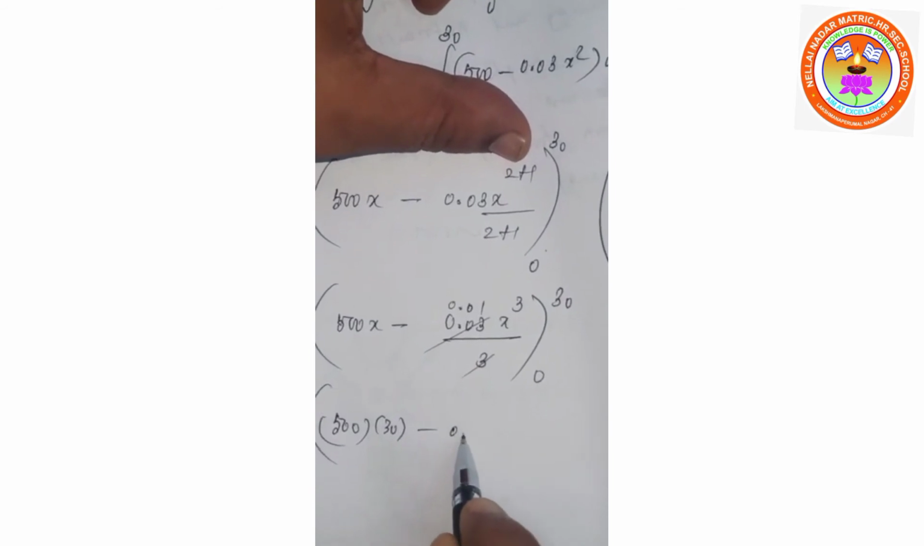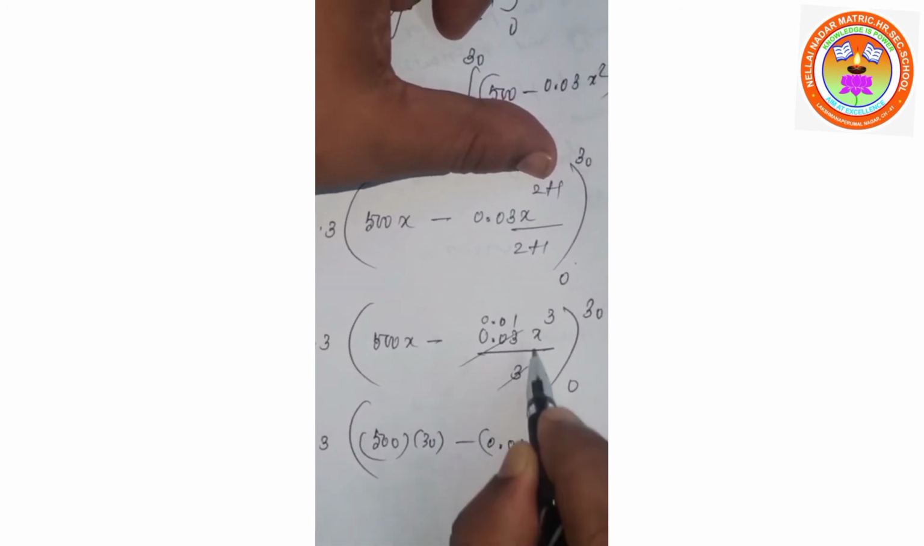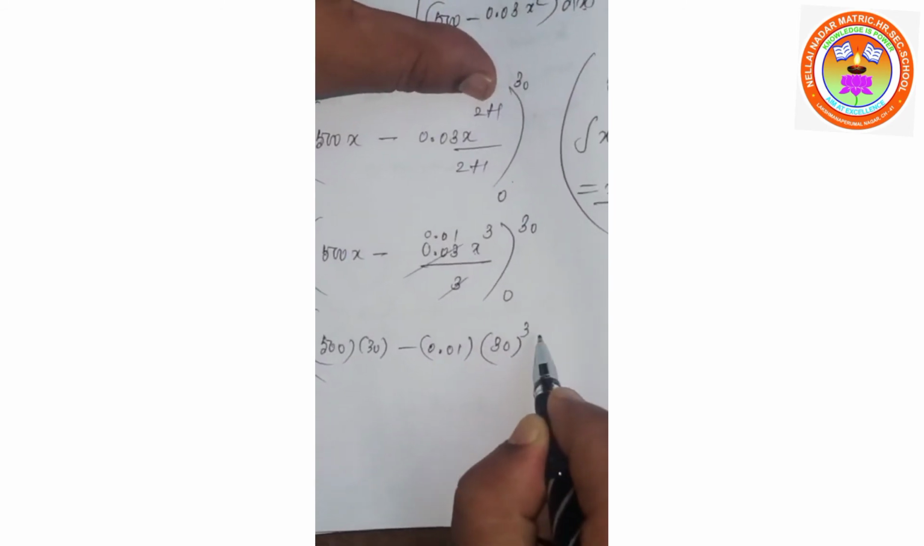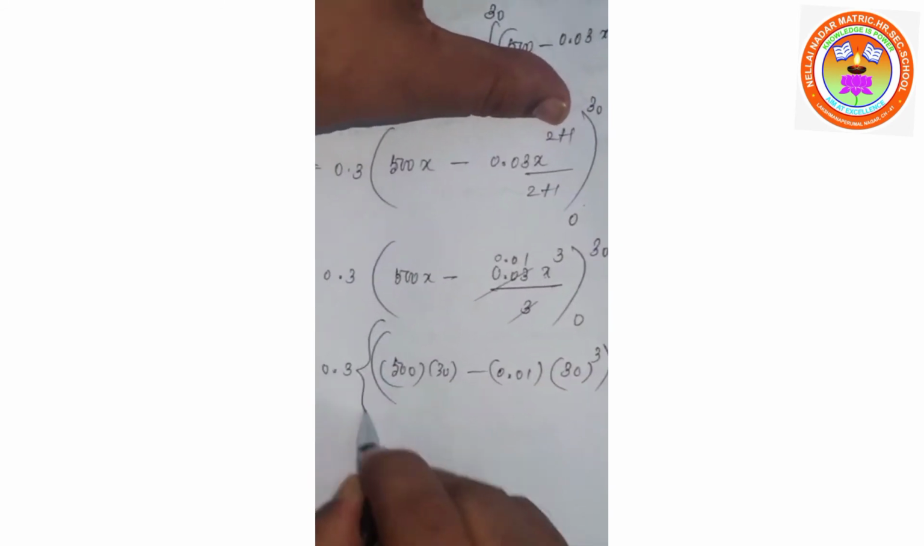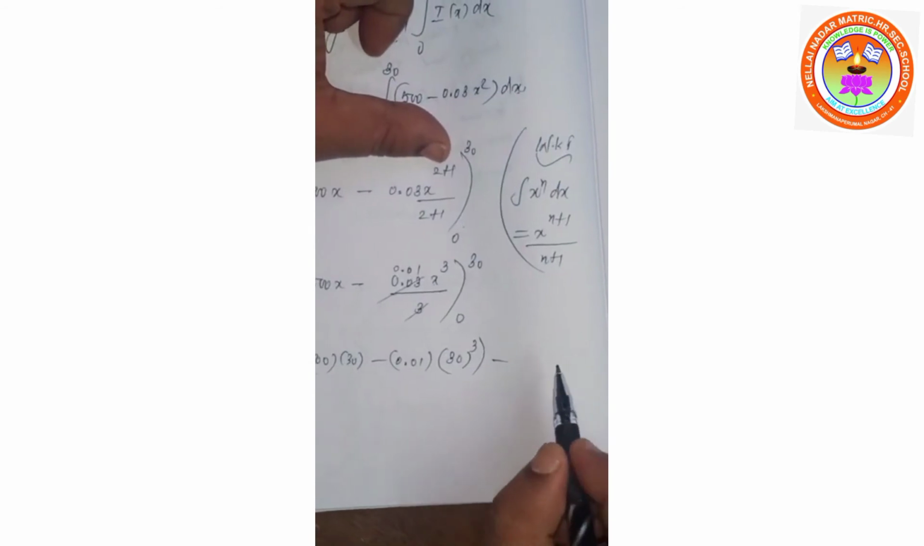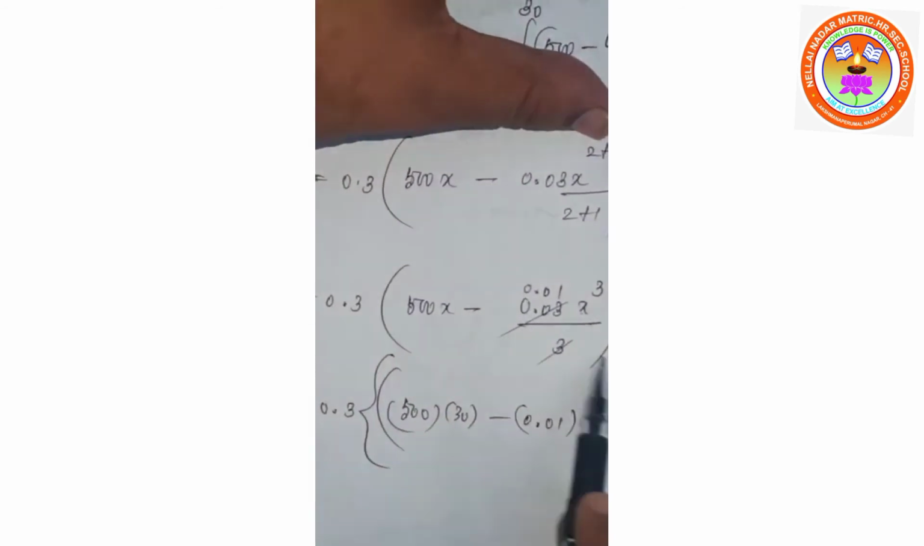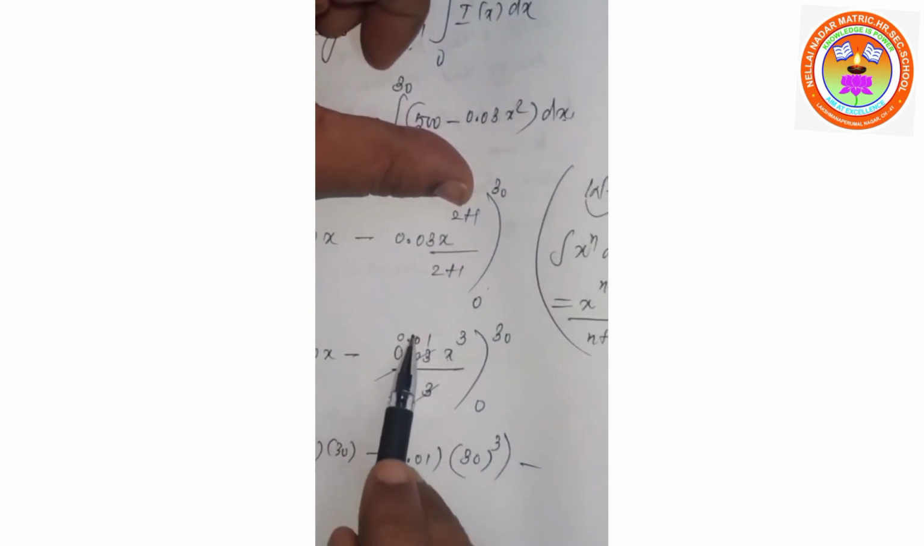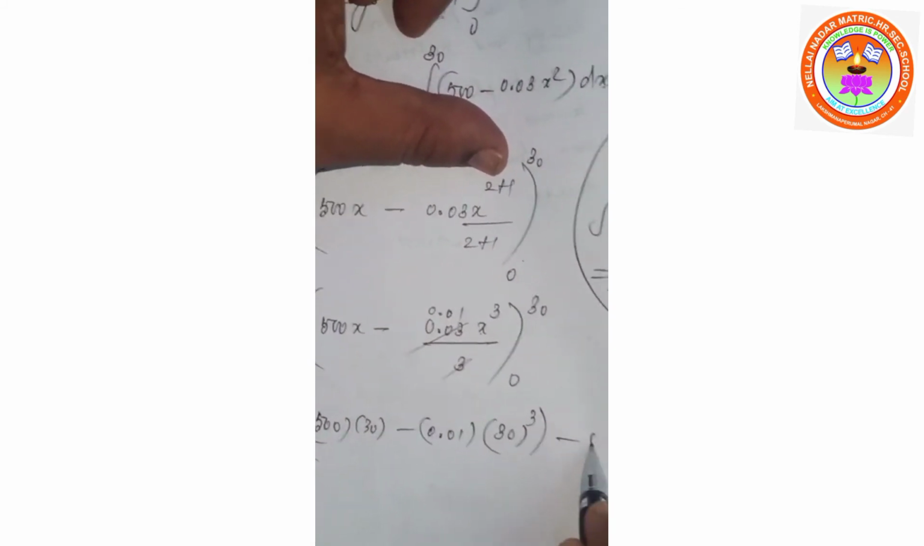0.01 into x, that is equal to 30 power 3. This is the upper limit. Upper limit is over. Minus, you have to replace x by 0. If you replace x by 0, 500 into 0 is 0, 0 cube equal to 0, 0 into anything is 0. So the total value is 0.